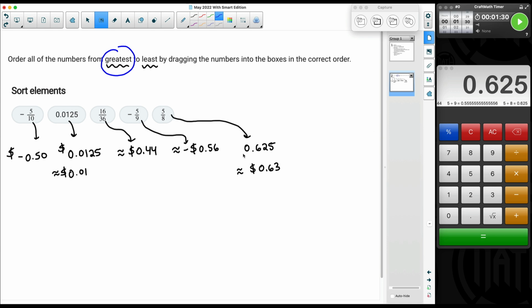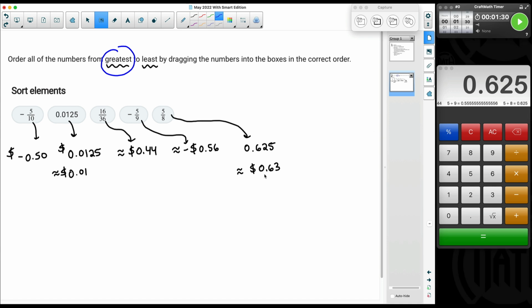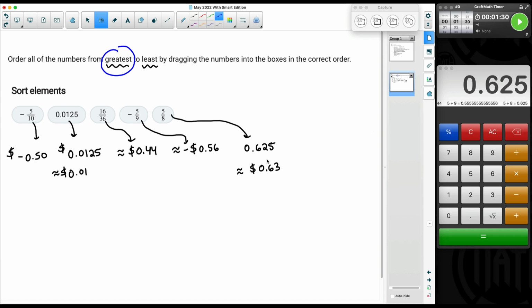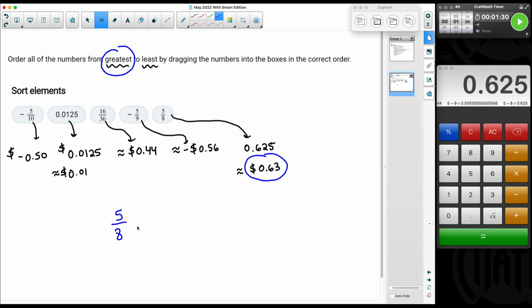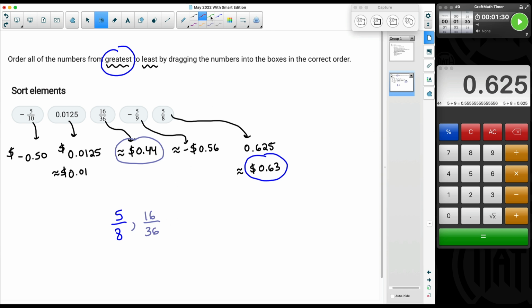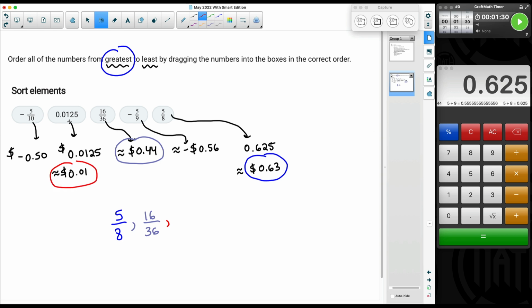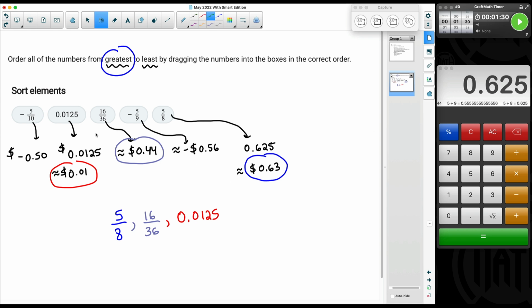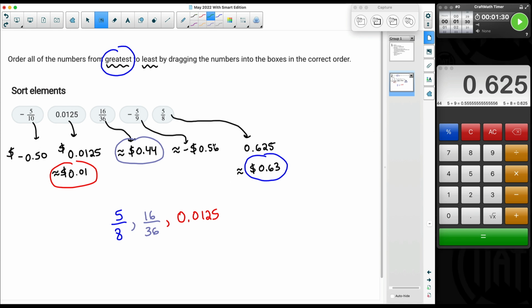So we definitely don't want to pick any of these negative ones. And if we look, 63 cents, unless I messed up somewhere, 63 cents appears to be the biggest one. So therefore 5/8 is the greatest. The next one is going to be the 44 cents. So that's going to be the 16 over 36. Keep on going. Let's see. Now, how about a penny? We got that 1 cent right there. So that is that 0.0125. And now be careful with your negative numbers, y'all.